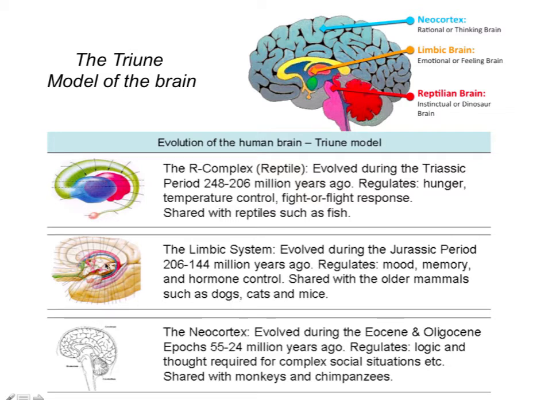Dogs have a limbic system that's very attuned to ours, and then the neocortex, which is this outer layer of the brain, regulates logic and thought required for complex social situations, shared with monkeys and chimpanzees. And other animals have very thin layers of the neocortex too.